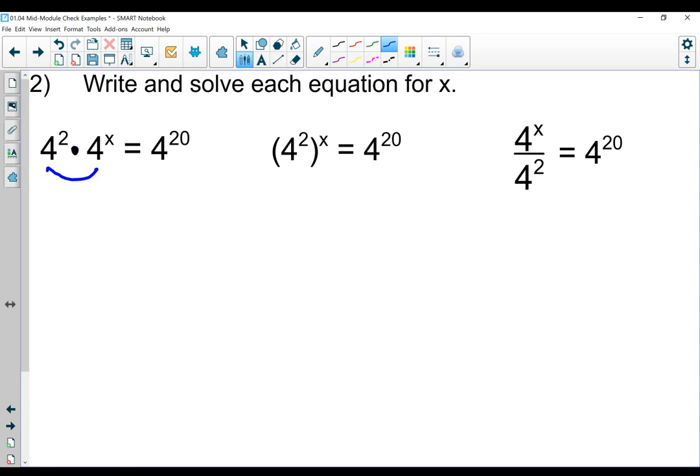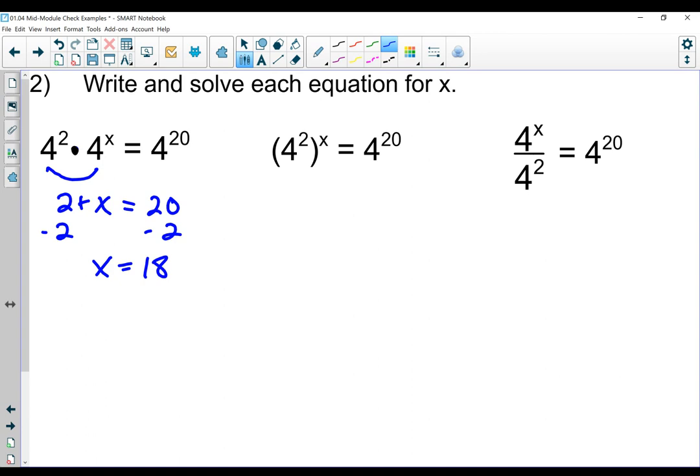Remember, we're always trying to think about how many factors all together. All together makes me remember that I'm adding. So that means I need to add my exponents. It means 2 plus x has to equal 20. And then I'm going to solve that for x. So x equals 18.